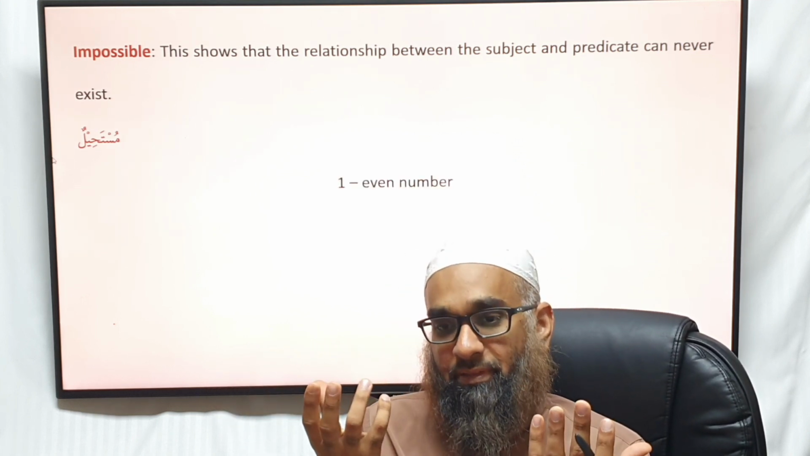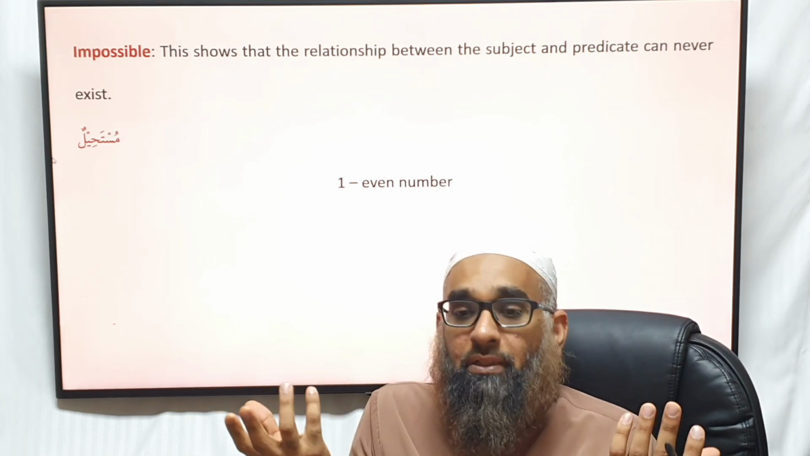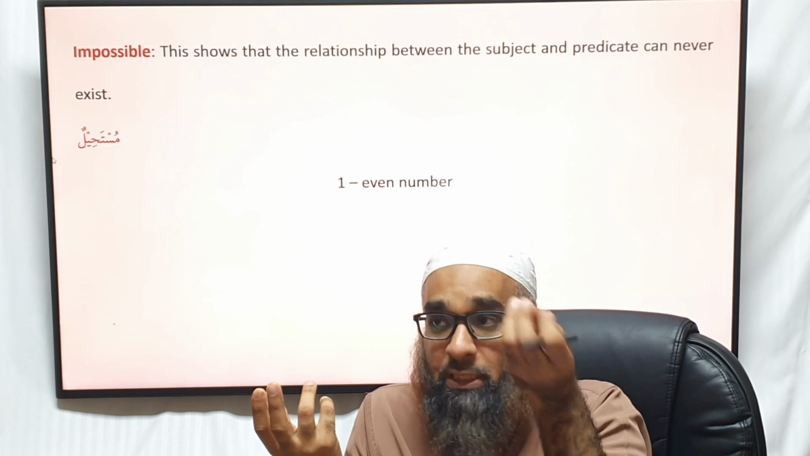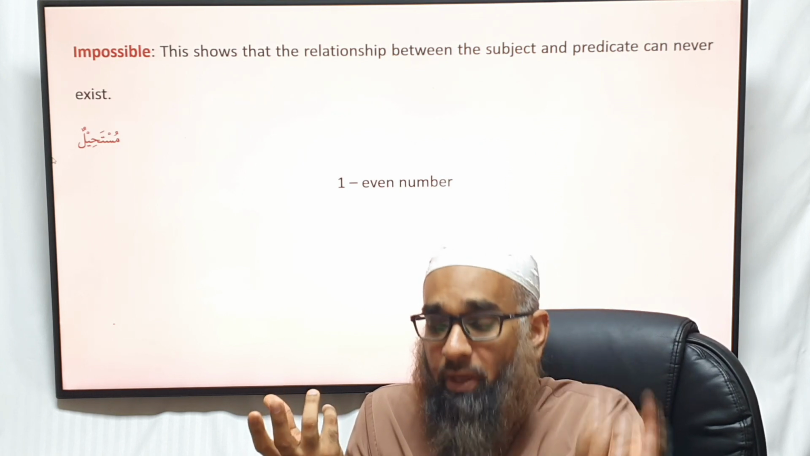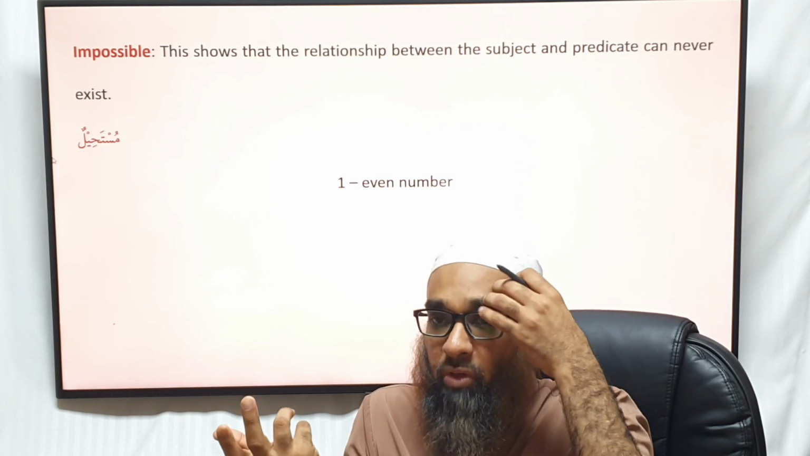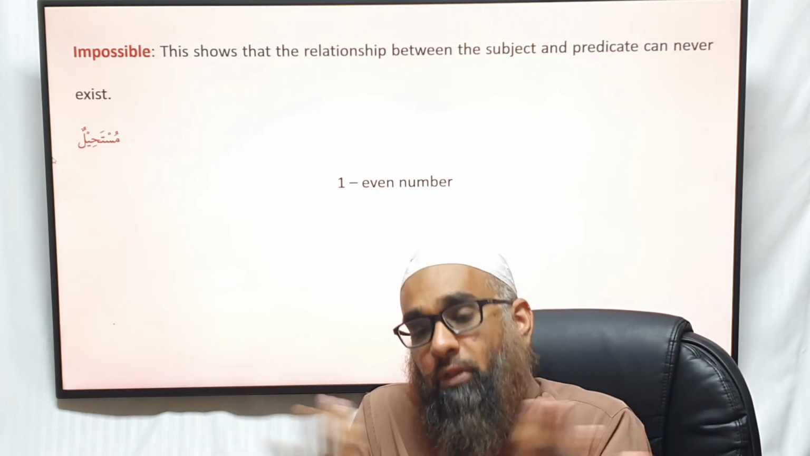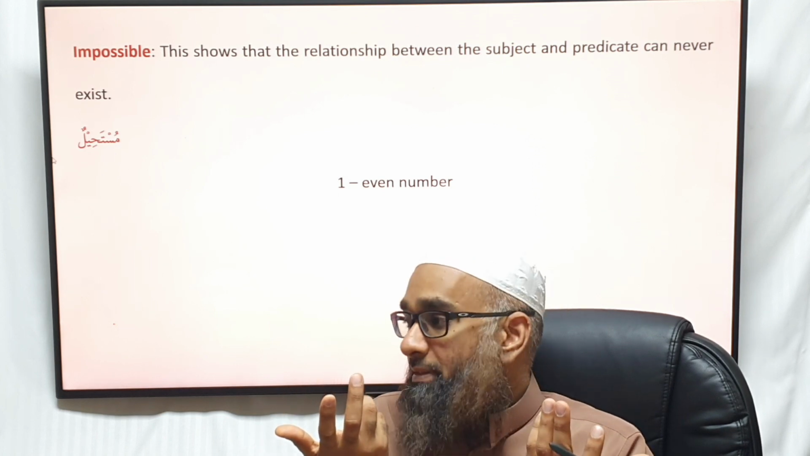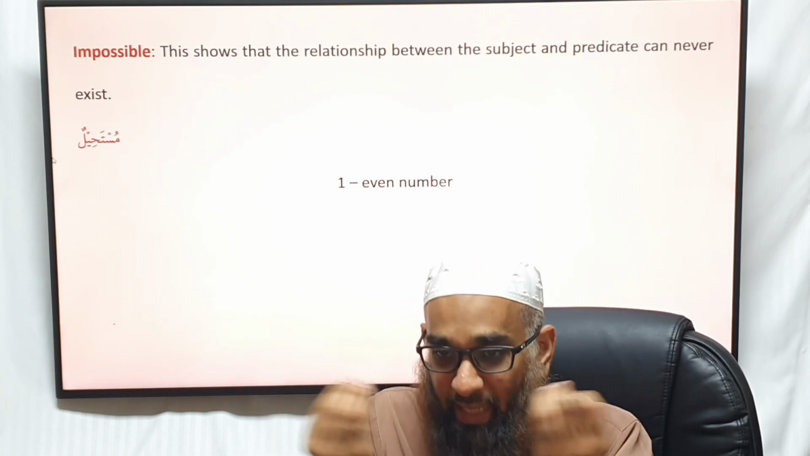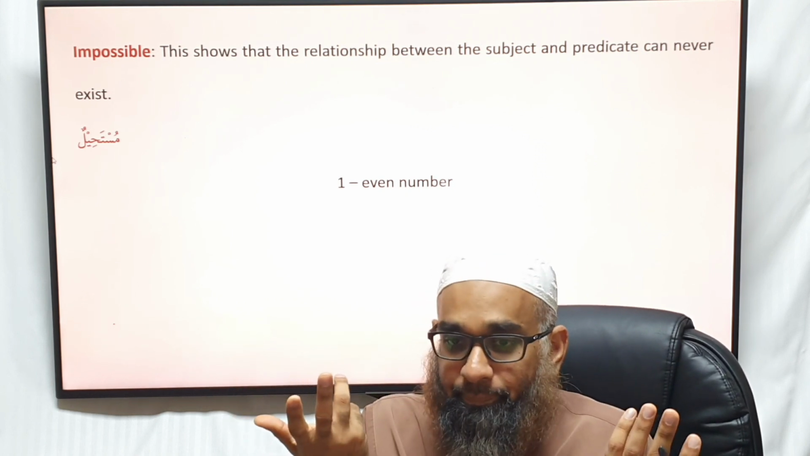1 and an even number. 1 cannot be an even number. It's mustahil for 1 to be an even number. By definition, what the idea and concept of 1 is, for it to be an even number is mustahil. 1 cannot remain within the framework and the concept of 1 and be an even number. So 1 is an even number, that hukm, that proposition is mustahil. It's impossible. It can't happen.